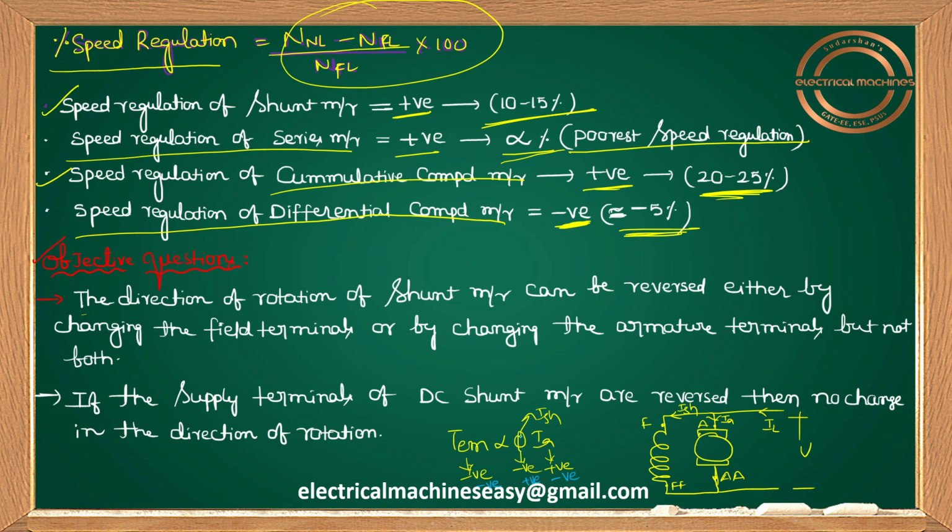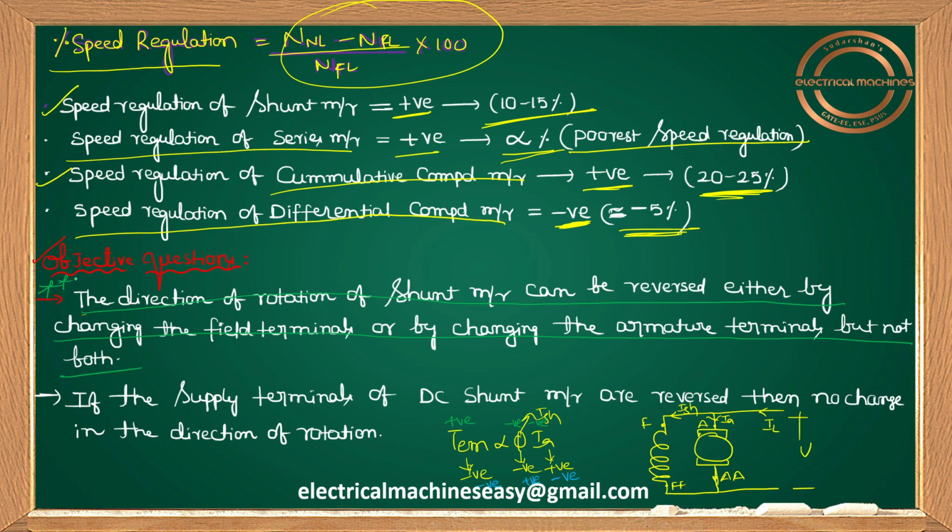If you reverse both flux and Ia, meaning if flux is negative and Ia is also negative, what will happen? Torque will become positive. That means the direction of rotation of a shunt motor will not reverse. So guys, try to understand that the direction of rotation of a shunt motor can be reversed either by changing field terminals or by changing armature terminals, but not both.